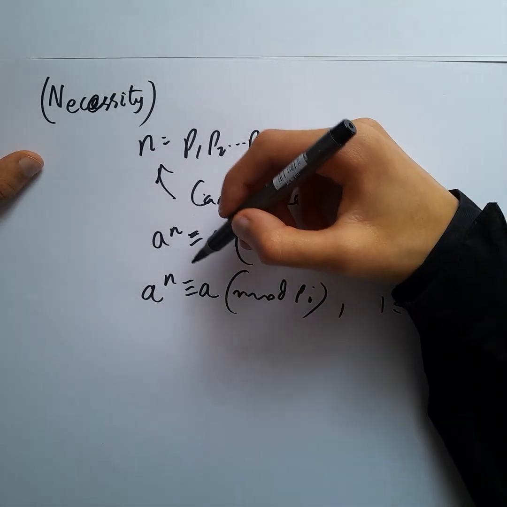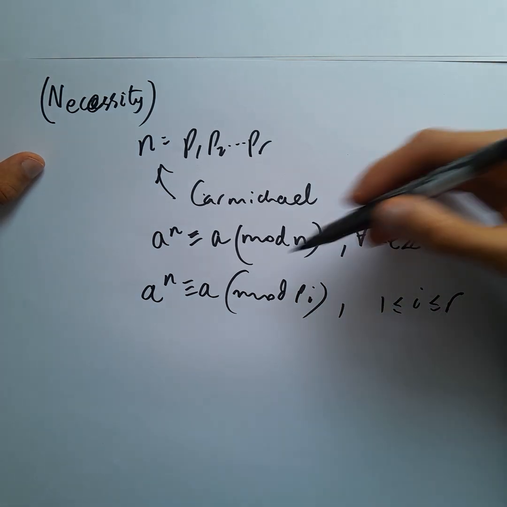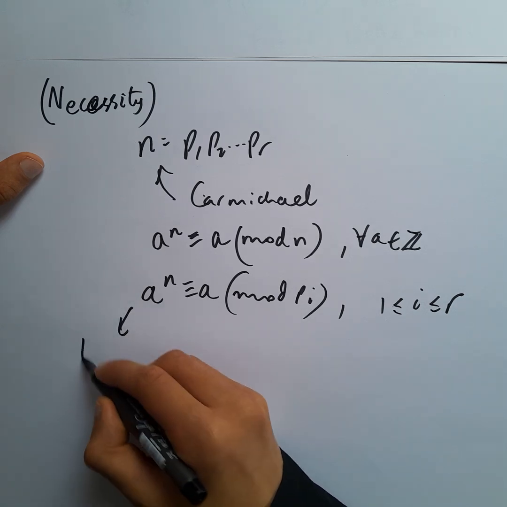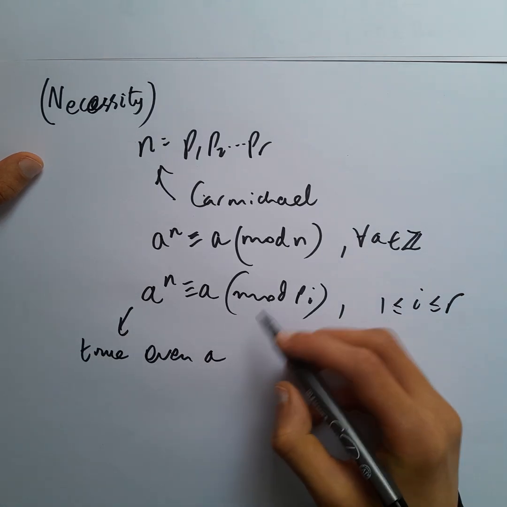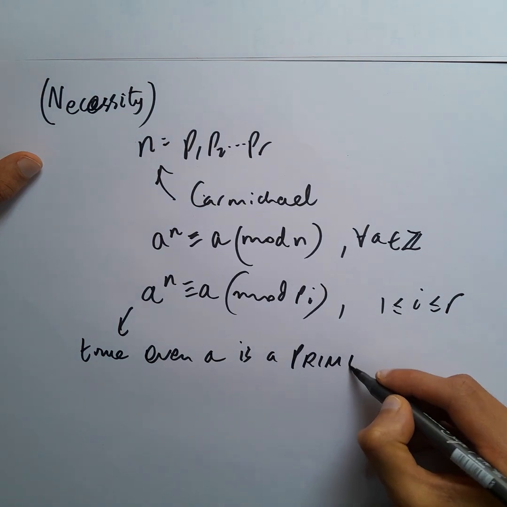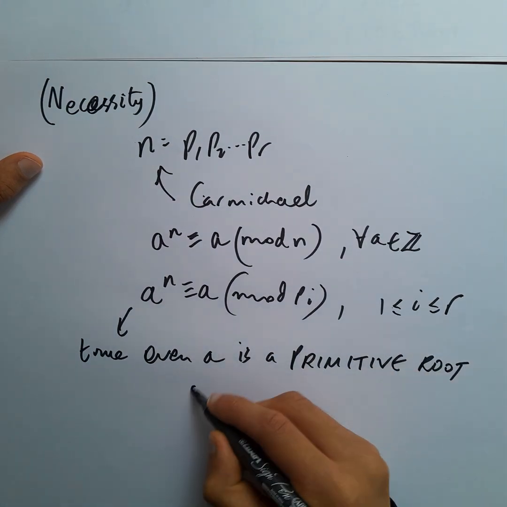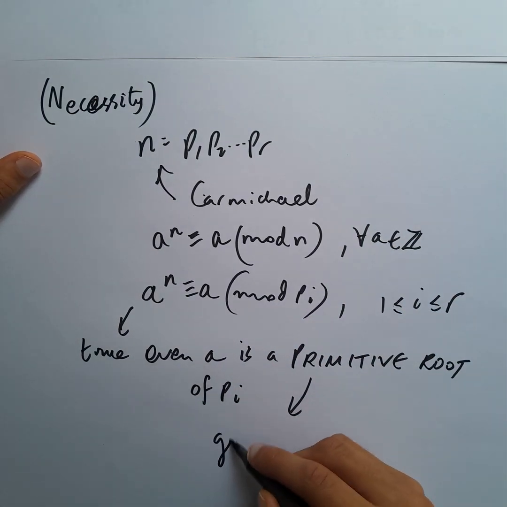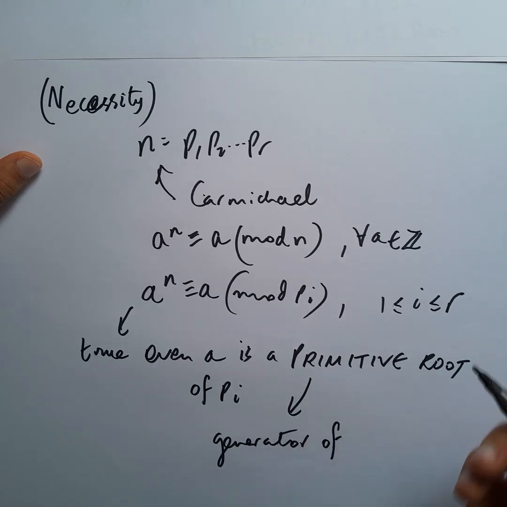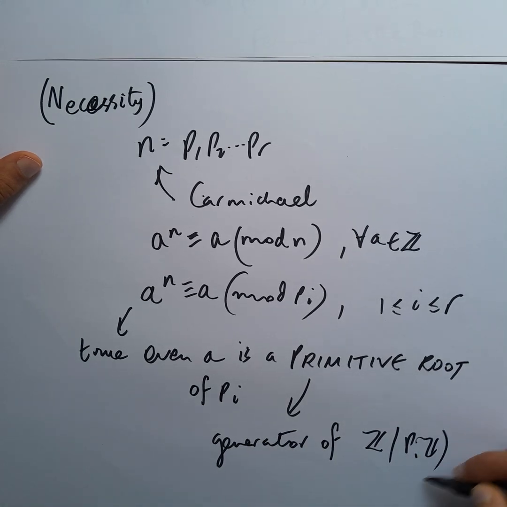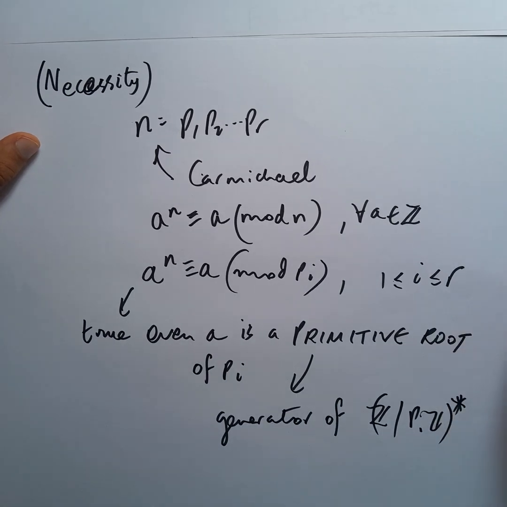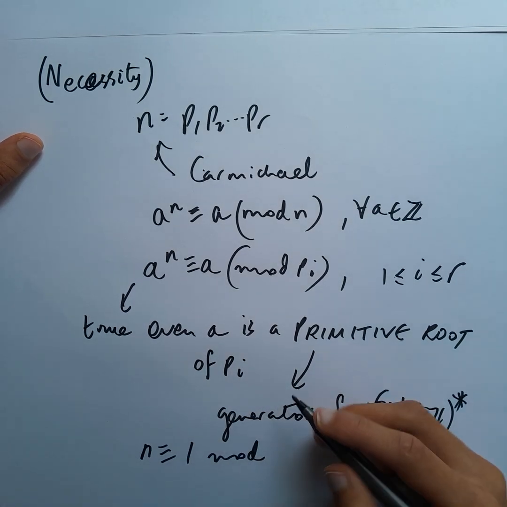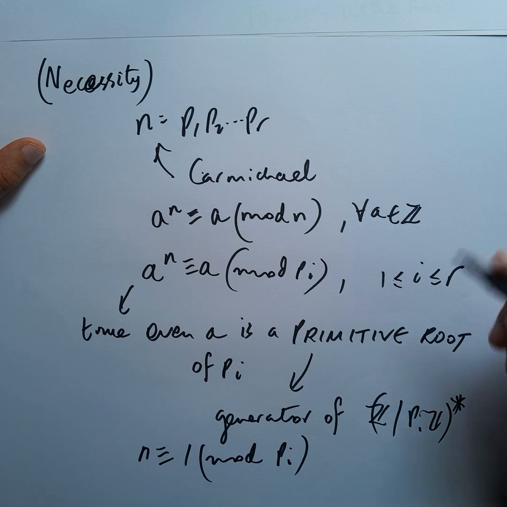Since this is true for every integer a, this must be true even if a is a primitive root of pi. We recall that a primitive root is just a generator of Z modulo pi Z star. So we must have n is congruent to 1 modulo pi, and that completes the necessity proof.